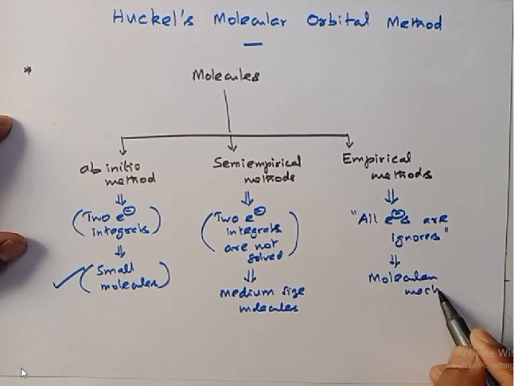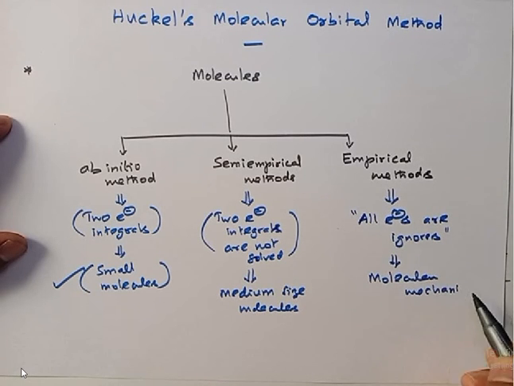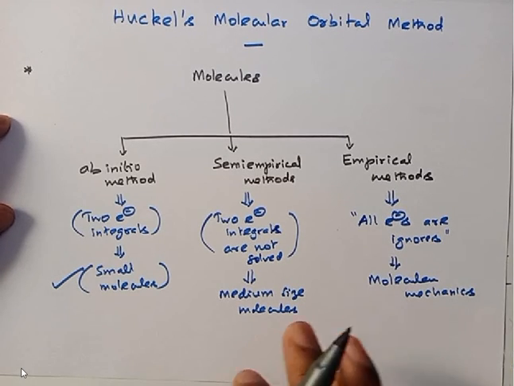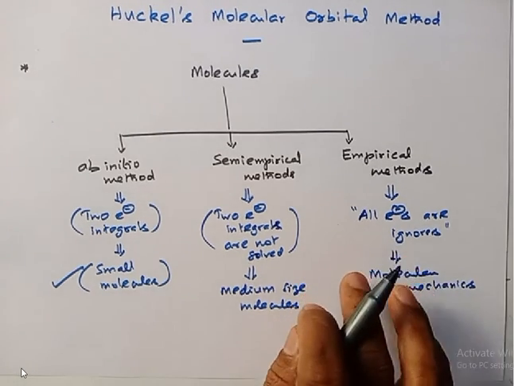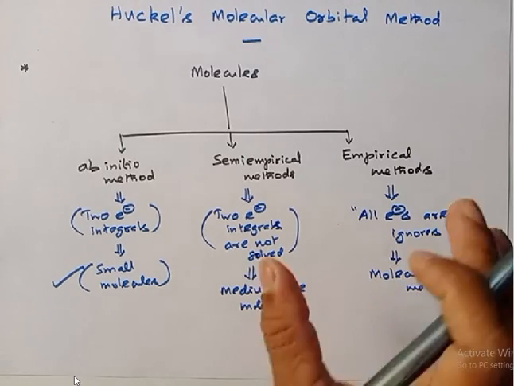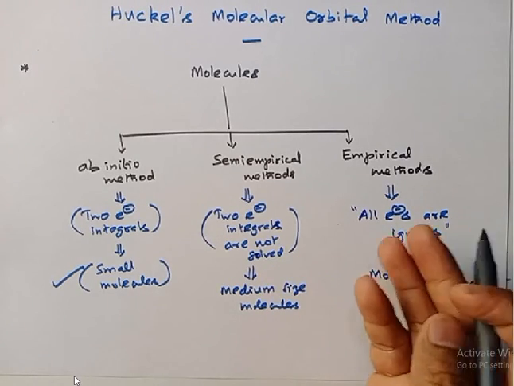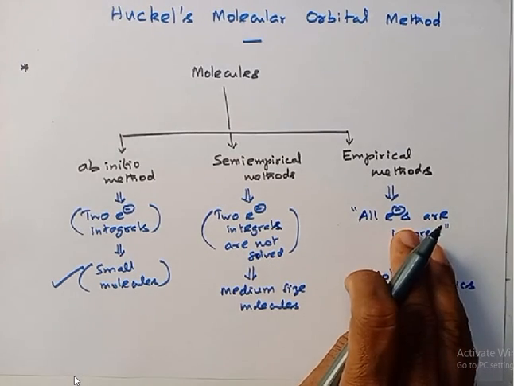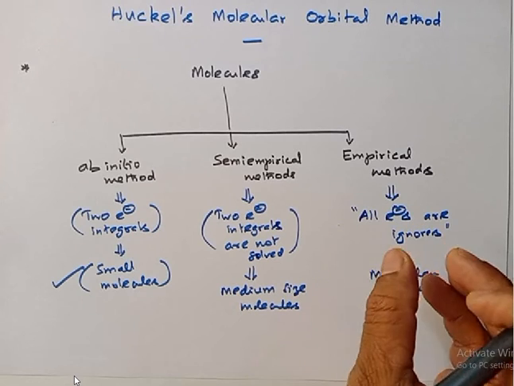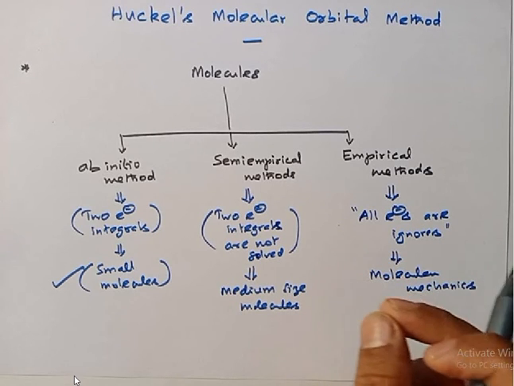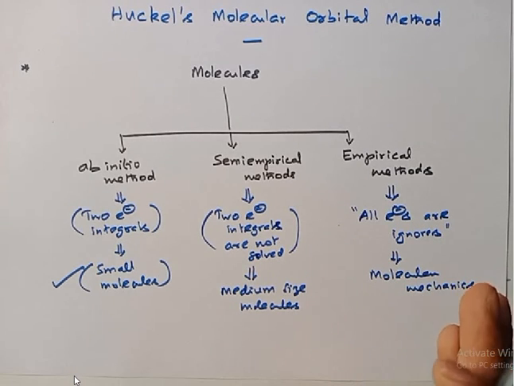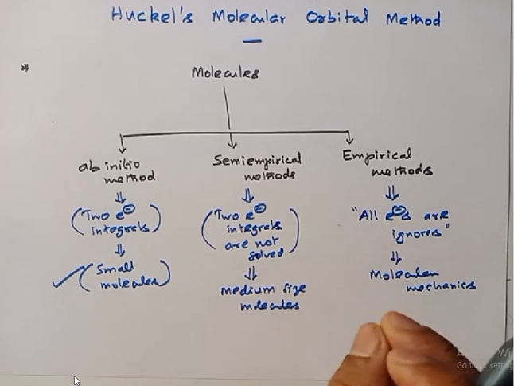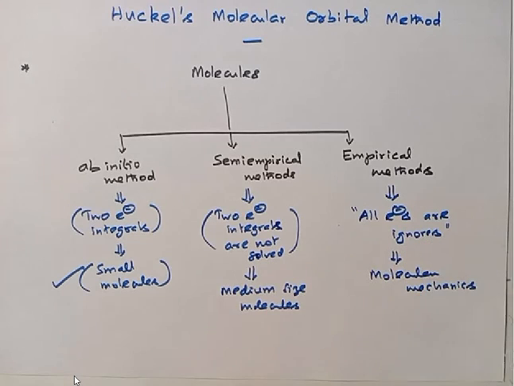Molecular mechanics method. So this technique is applicable for large size molecules like polymers, proteins, etc., where we ignore all electrons, and only the nuclei which are connected by covalent bonds are considered, and only those species are taken for calculation.